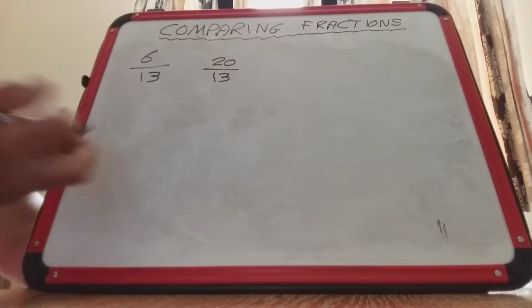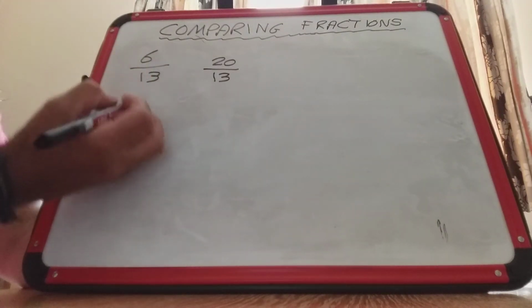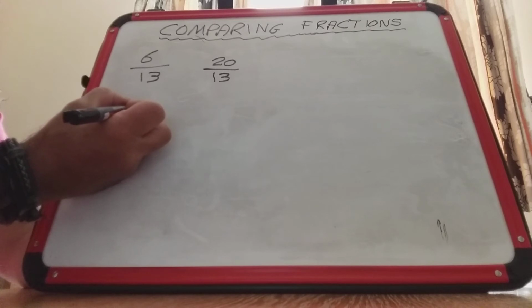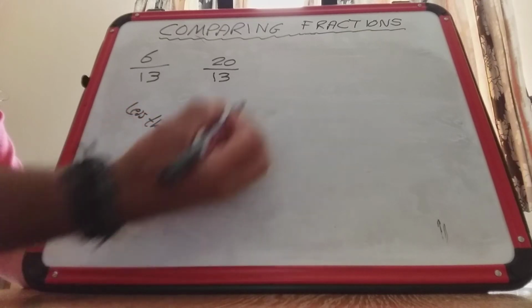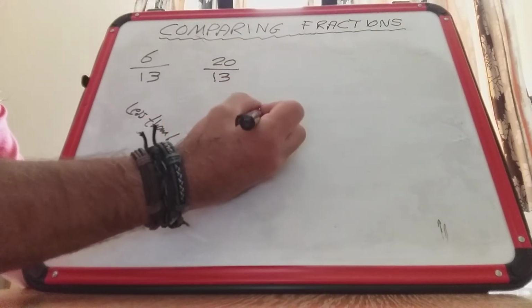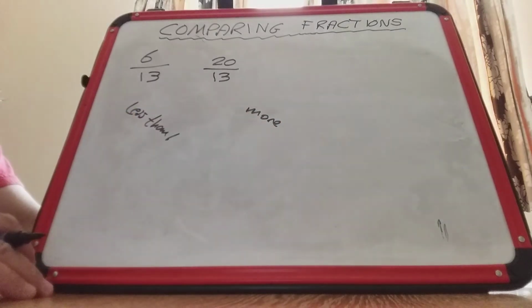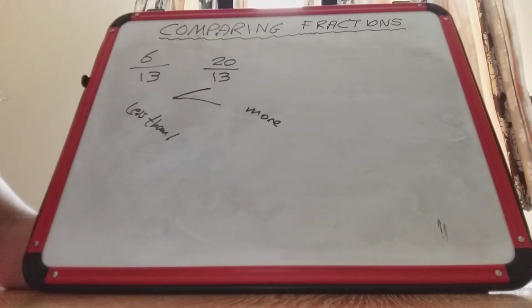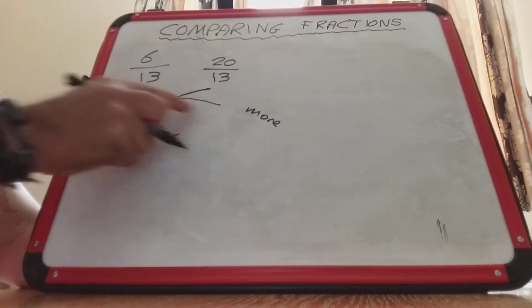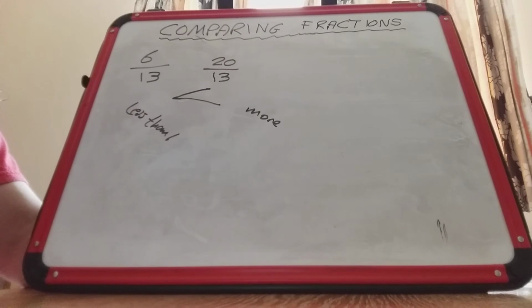All you need to be able to recognise is that 6/13 is less than 1, and 20/13 is more than 1. So therefore, you can very quickly say more than like that. Okay, 6/13 is less than 20/13.